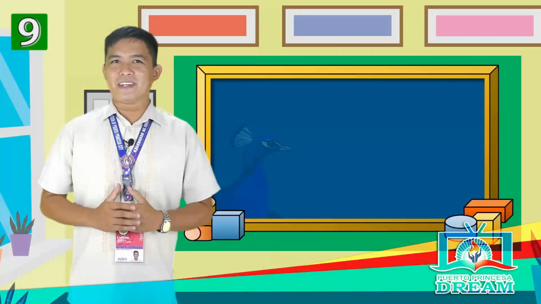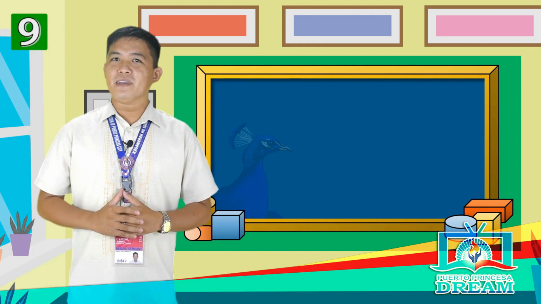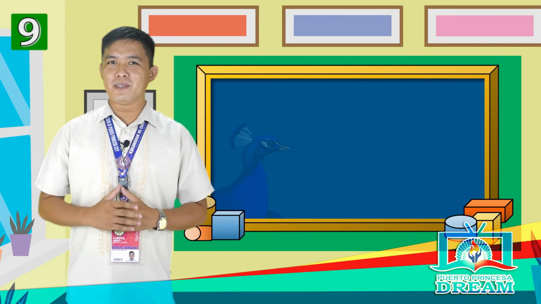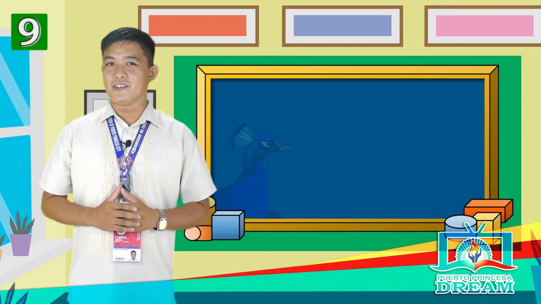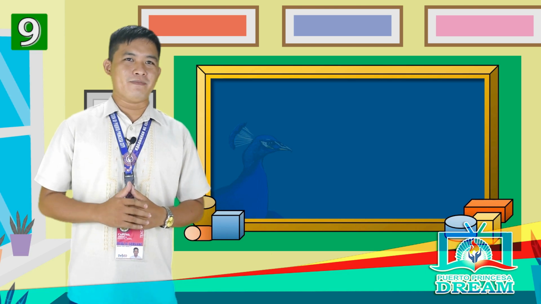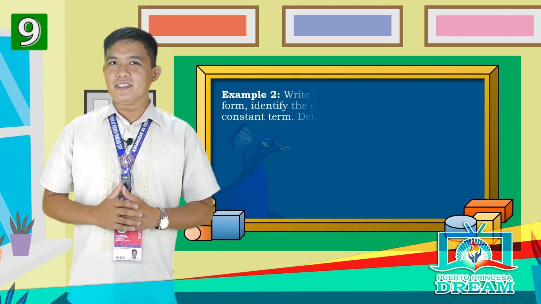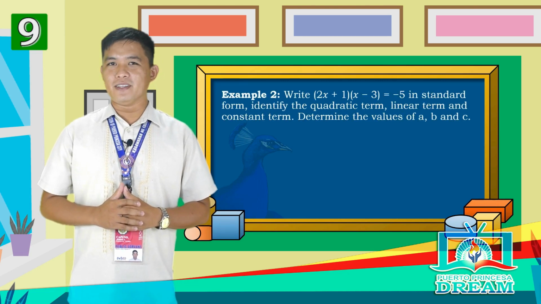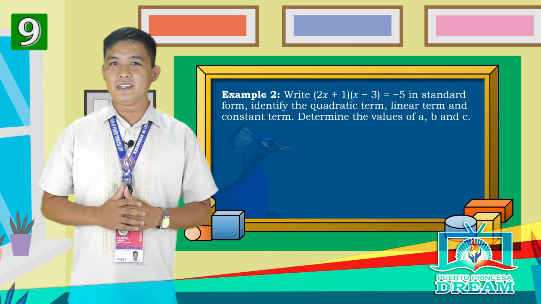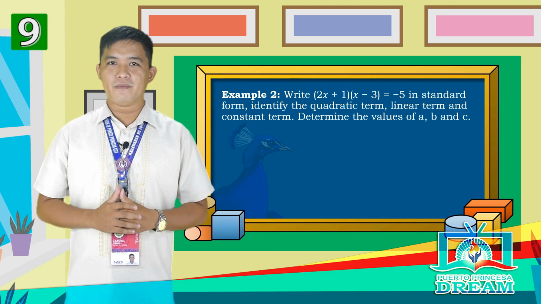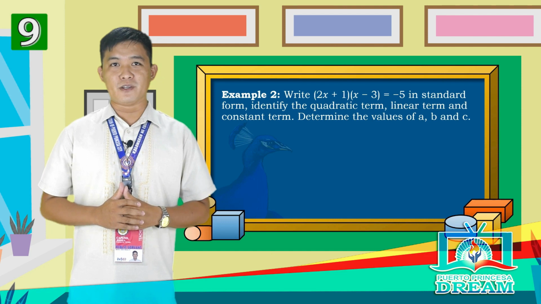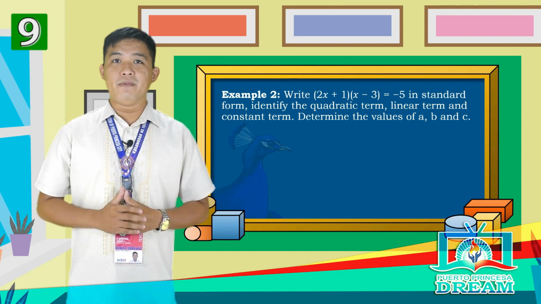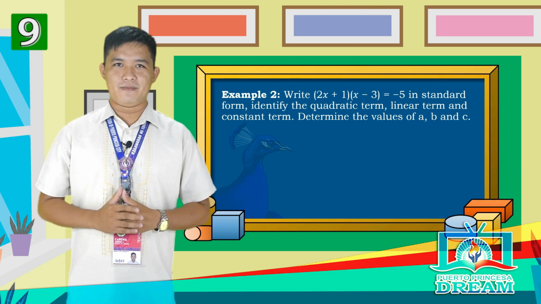Let us have another example. This time, it requires your prior knowledge in multiplying a binomial. Are you ready? Let's do it! Write the quantity 2x plus 1 times the quantity x minus 3 equal to negative 5 in standard form. Identify the quadratic term, linear term, and constant term. Determine the values of a, b, and c.